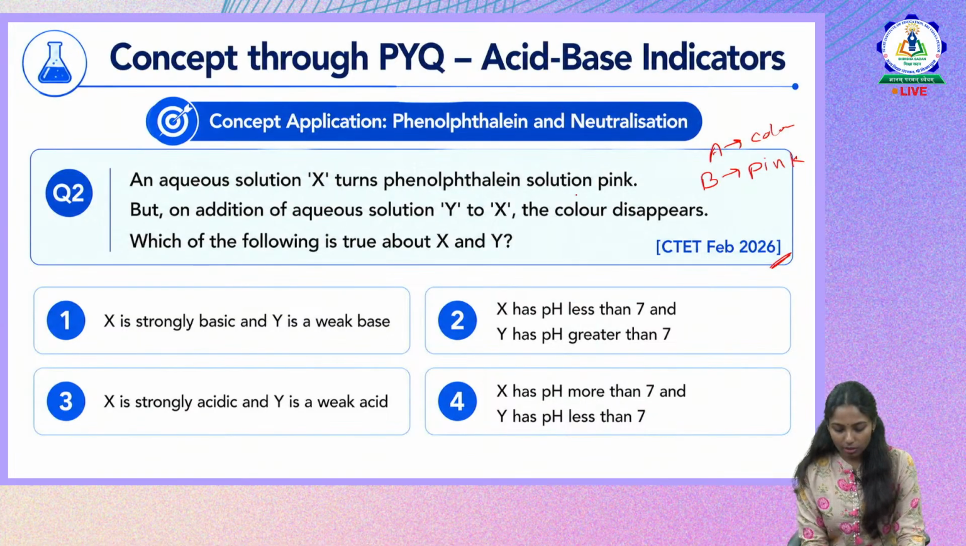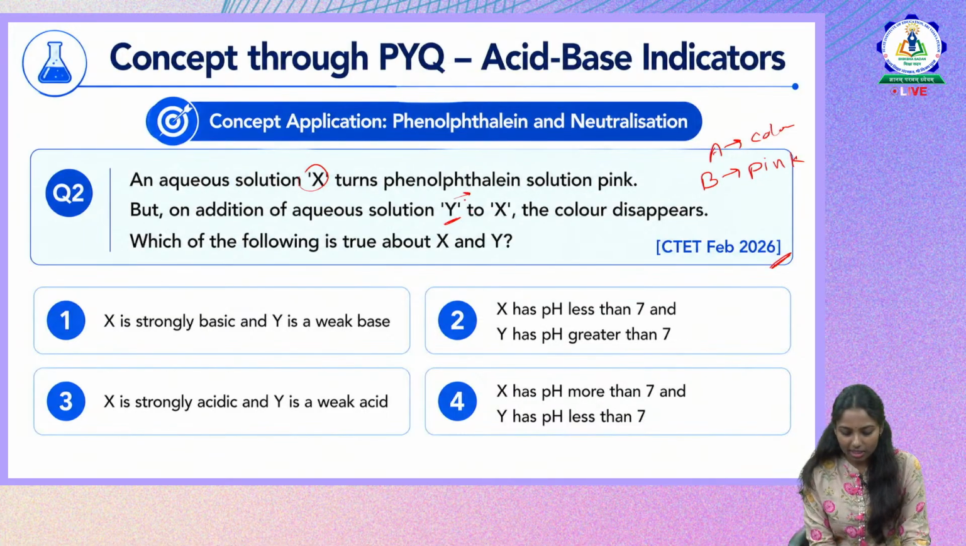So X turns phenolphthalein solution pink. So you can keep a guess, right? This can be a base. So let us again go to the next part of the question. But on addition of aqueous solution of Y to X, the color disappears. So now the solution has become acidic from basic. So there was some addition of acid, right? So now we can consider Y as an acid.